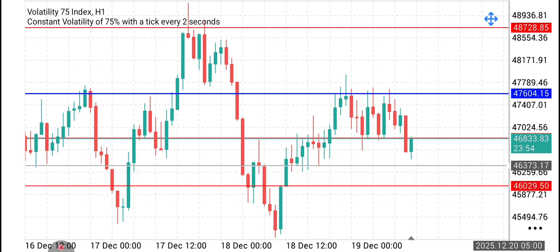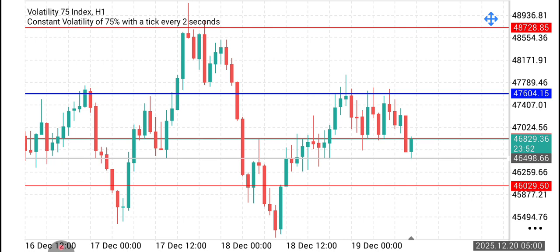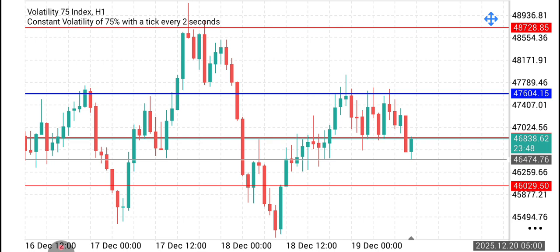So we can also look at when this 1 hour changes. We'll probably have an entry at 46474.764, maximum movement in the direction of the new trend.